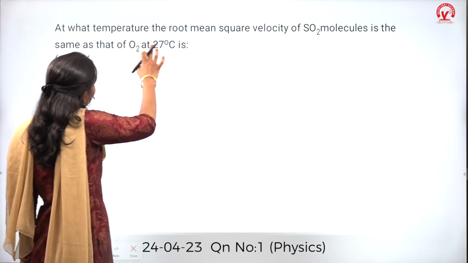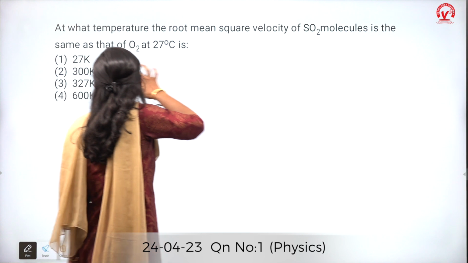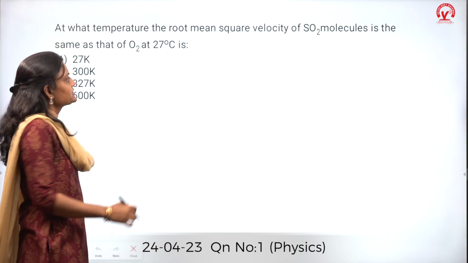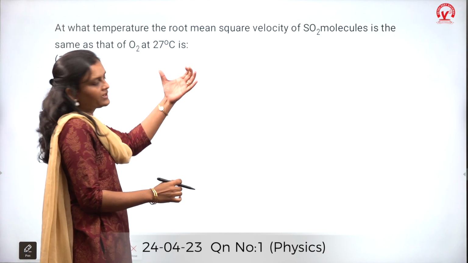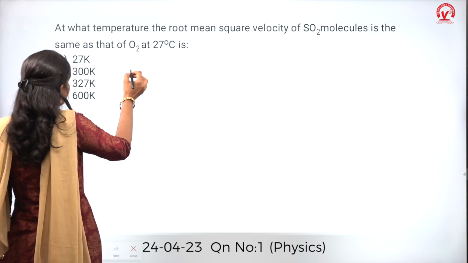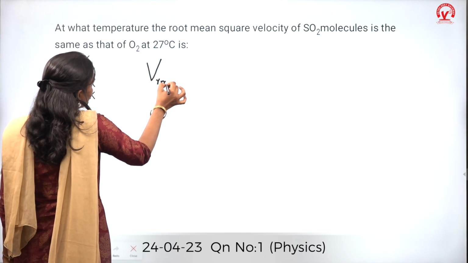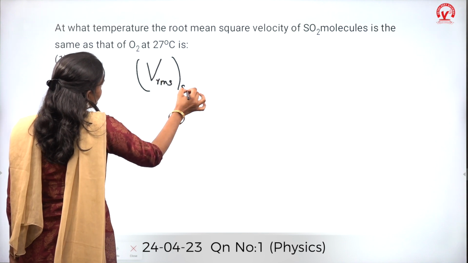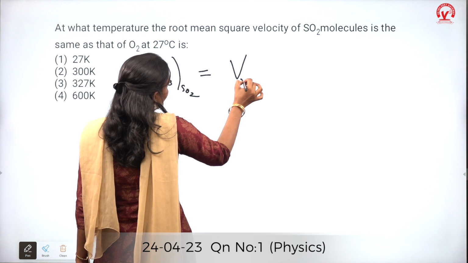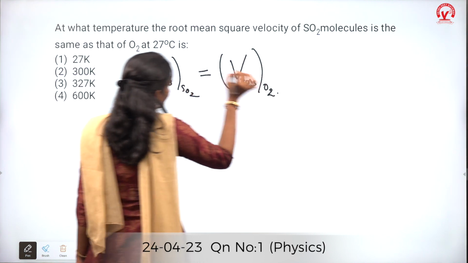At what temperature is the root mean square velocity of an SO2 molecule the same as that of O2 at 27 degrees Celsius? We need to find at what temperature the root mean square speed of SO2 is equal to the RMS value of O2.